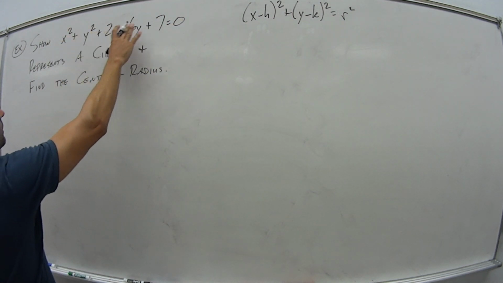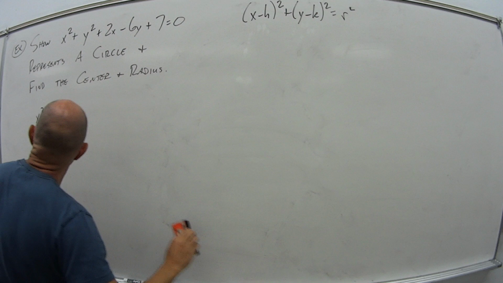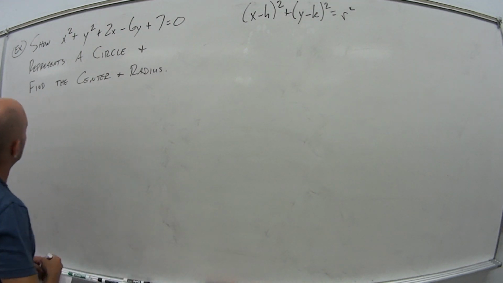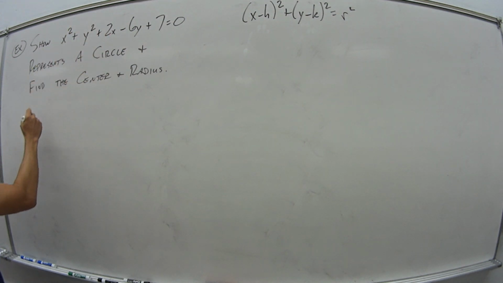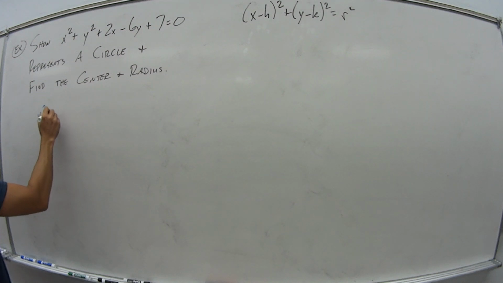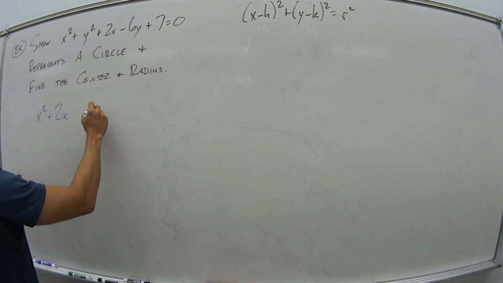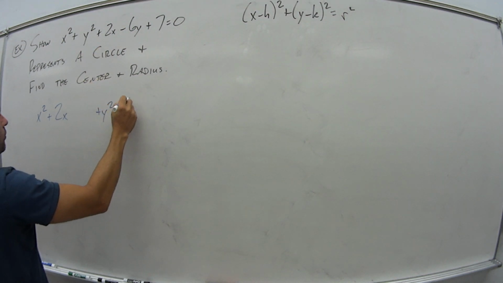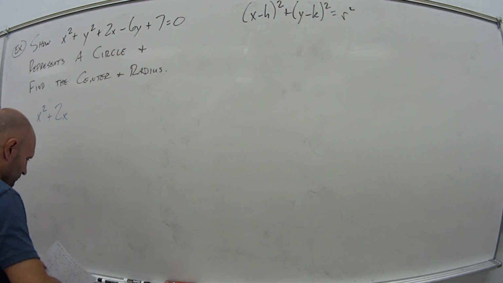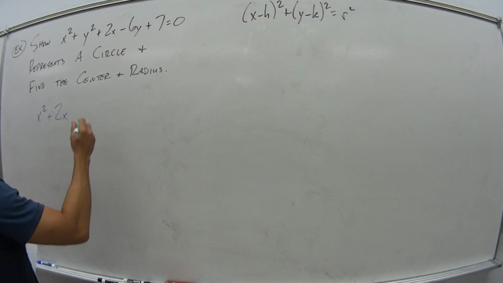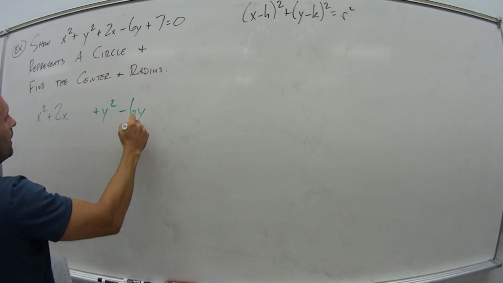So the first thing I'm going to do is rewrite this guy. We're going to rewrite it with the x pieces together, the y pieces together, and the numbers all on the right. So I have what? I have x squared plus 2x. I'm going to leave some space here. And then what? Plus y squared minus 6y. Whoops, let me do that in green instead so we can keep track of our x pieces and y pieces. So x squared plus 2x plus y squared minus 6y.